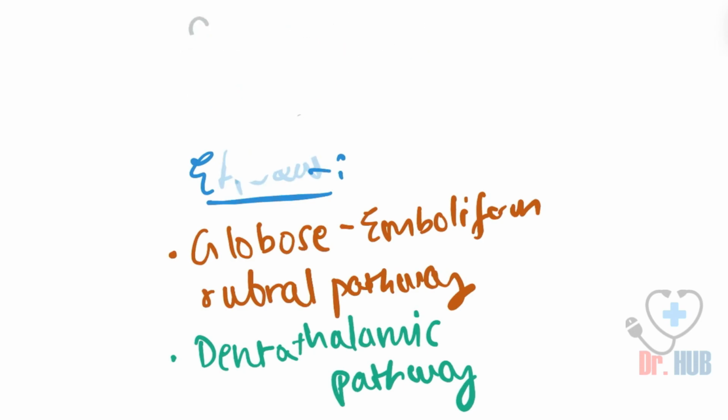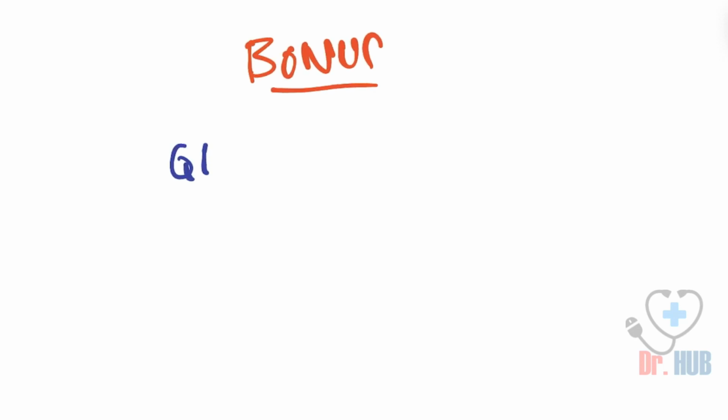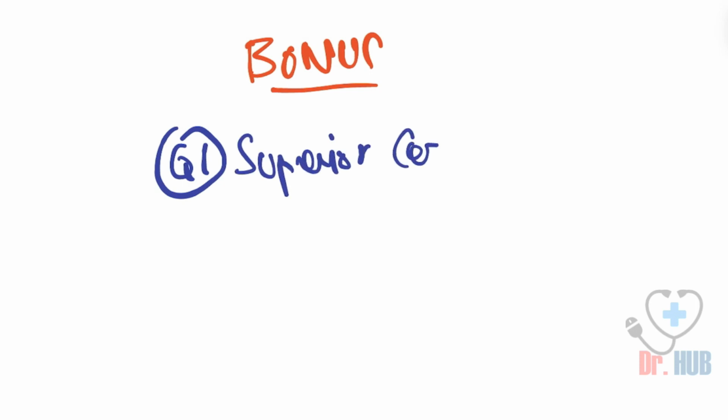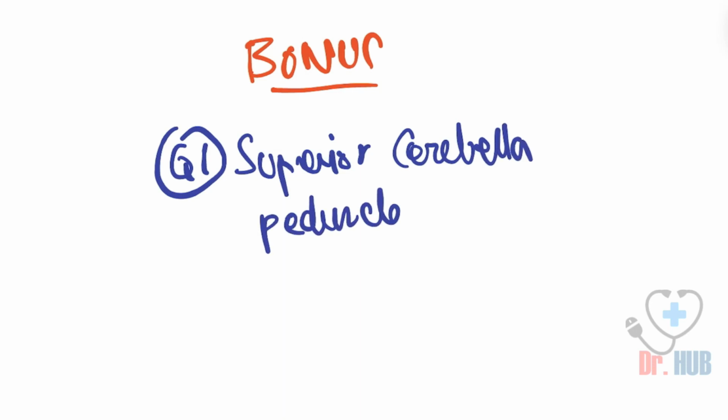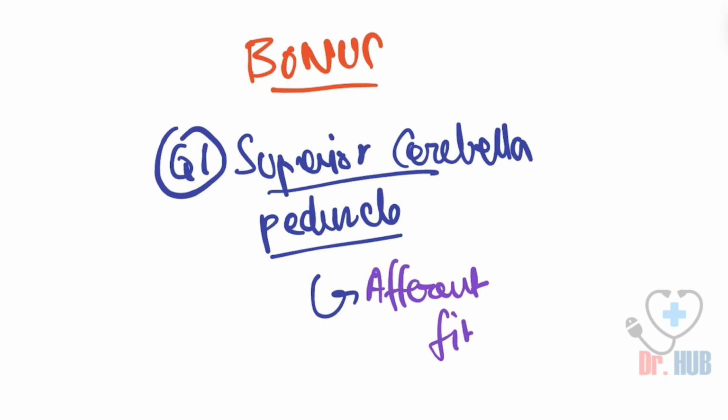Now we have some bonus questions which you can answer in the comment section. The first question we would like to ask is, in terms of the superior cerebellar peduncle, what are the afferent fibers?